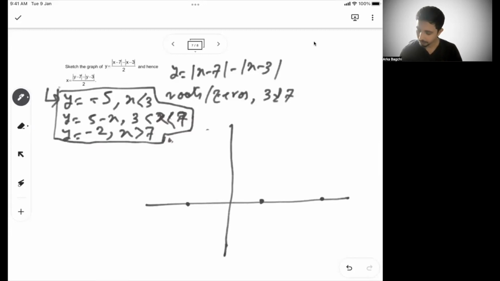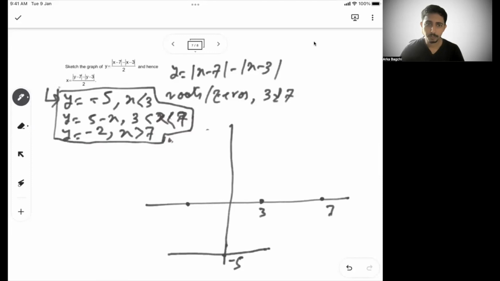So what is y? Y is at -5. So y value is fixed. So this will go continuously like this after 3. So if this is 3, this is 7, and let's say this is -5. So y will be flat when x is less than 3. And when x is more than 7, y will be -2.